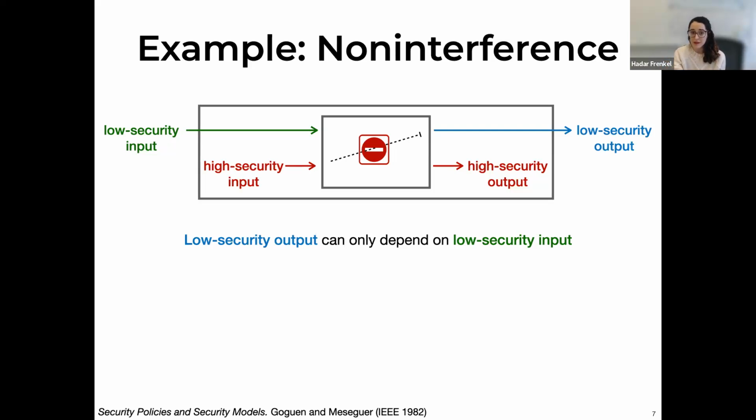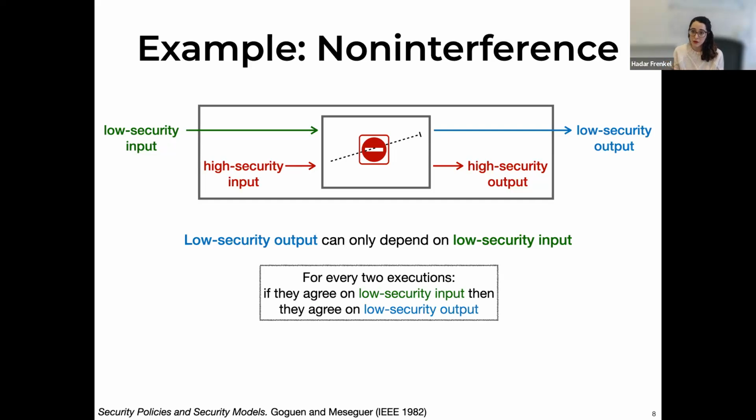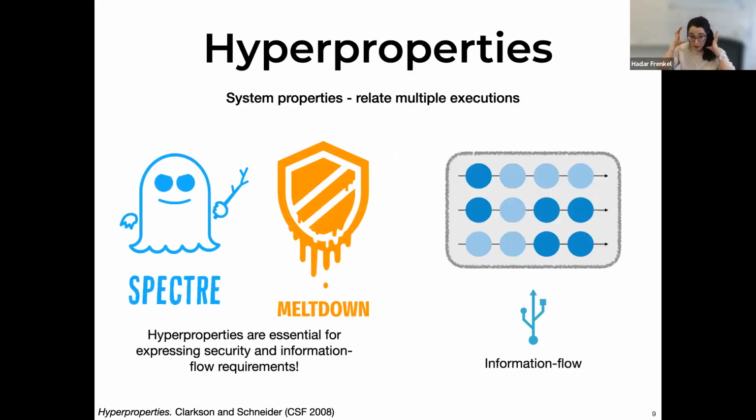The way we do it is we say that for every two executions of our system, if they agree on the low security input, then they also agree on the low security output. So when I say for every two executions, it allows me to compare or relate different executions to each other, and not just to say for every execution, if it gets 5 at the beginning, then it computes factorial of 5. It allows me to look at different executions of the system and compare them. So as I said, hyperproperties are a very important concept in information flow.